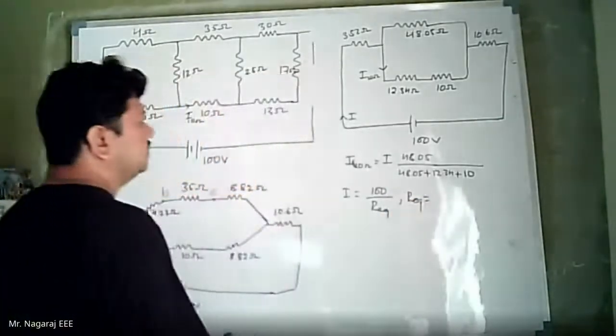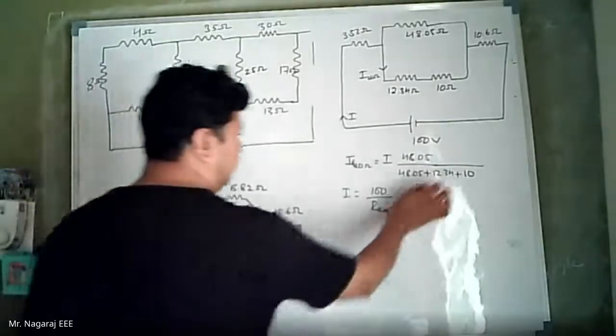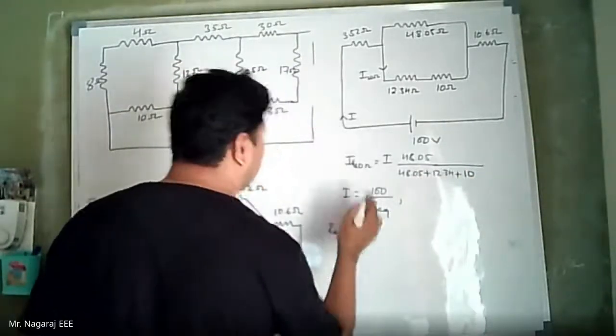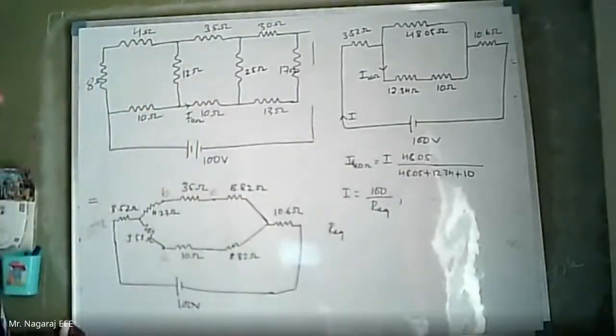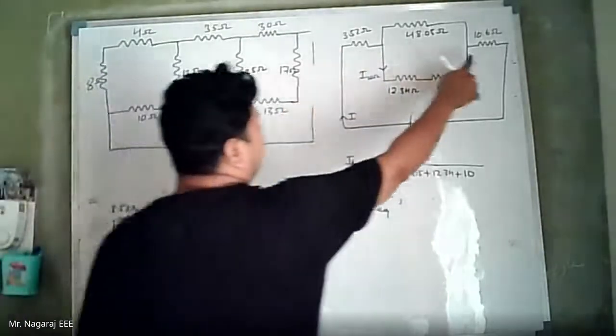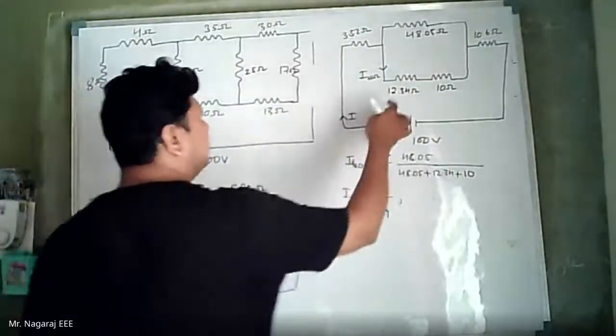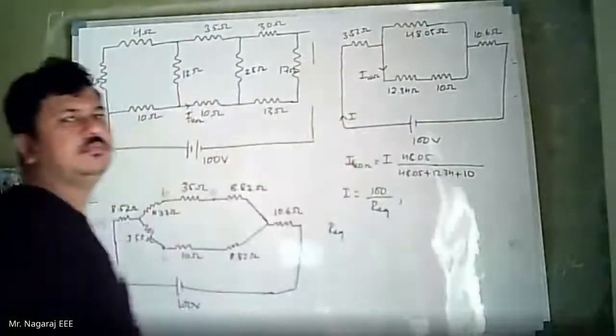R equivalent is... 3.52 ohms and 10.6 ohms are in series, in series with the parallel combination of these two branches.